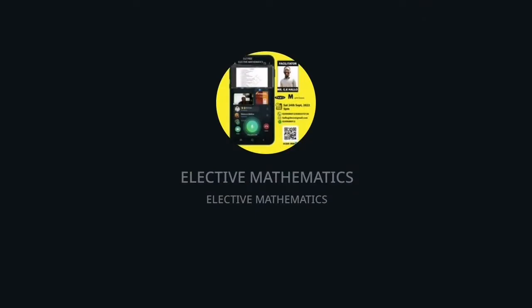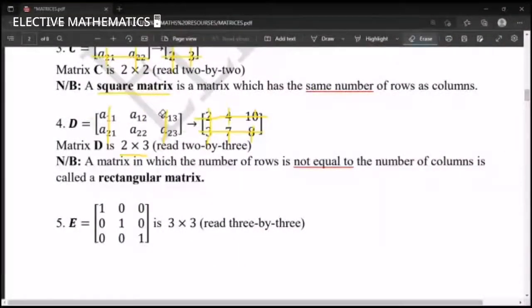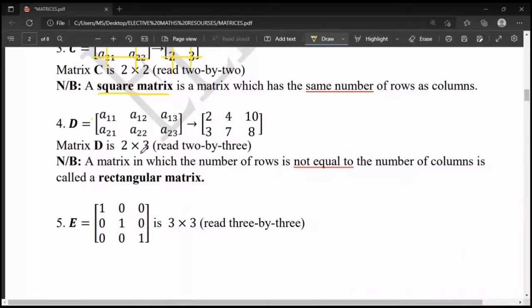A matrix in which the number of rows is not equal to the number of columns is called a rectangular matrix. So, let's check. Is the number of rows equal to the number of columns? No. We have 2 rows and 3 columns. Therefore, this is a rectangular matrix.